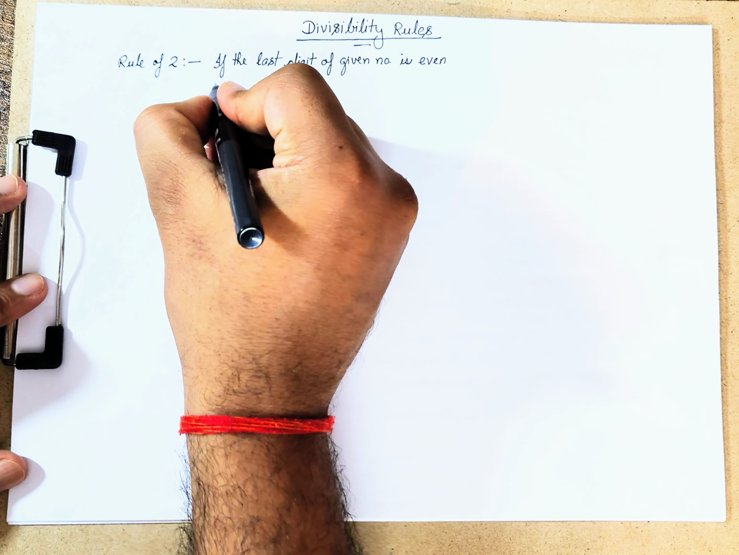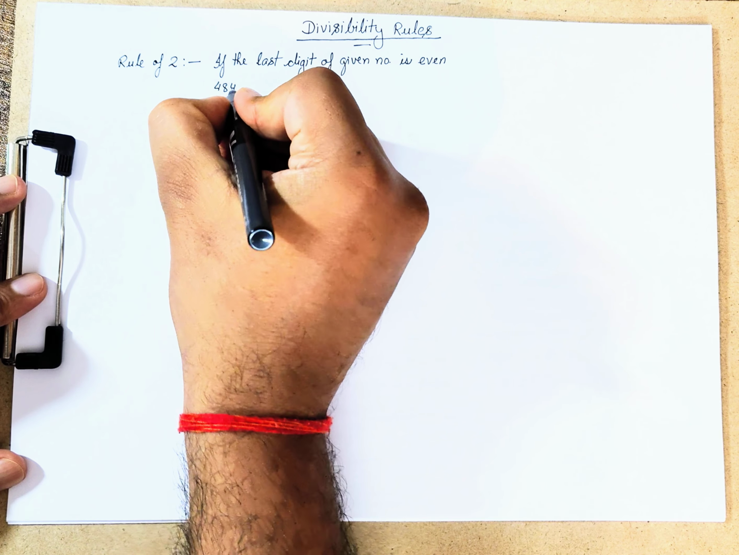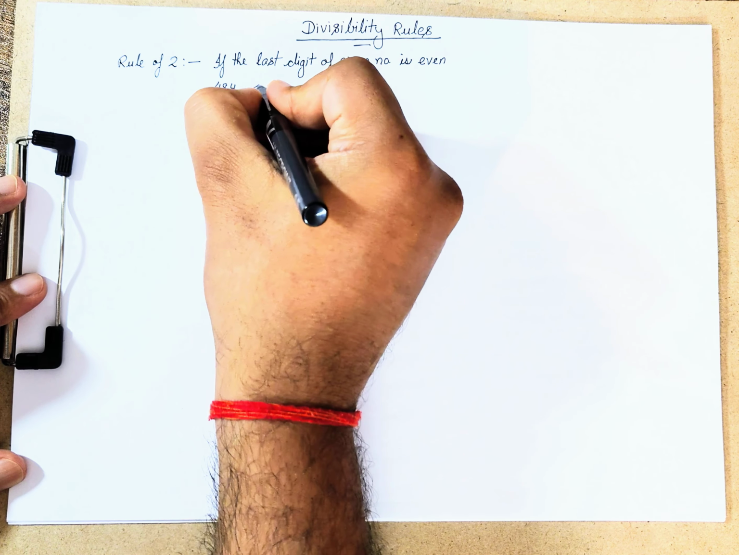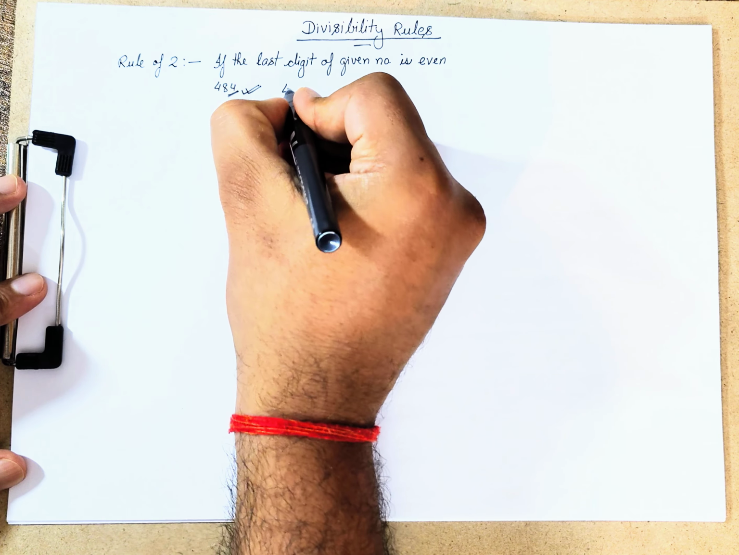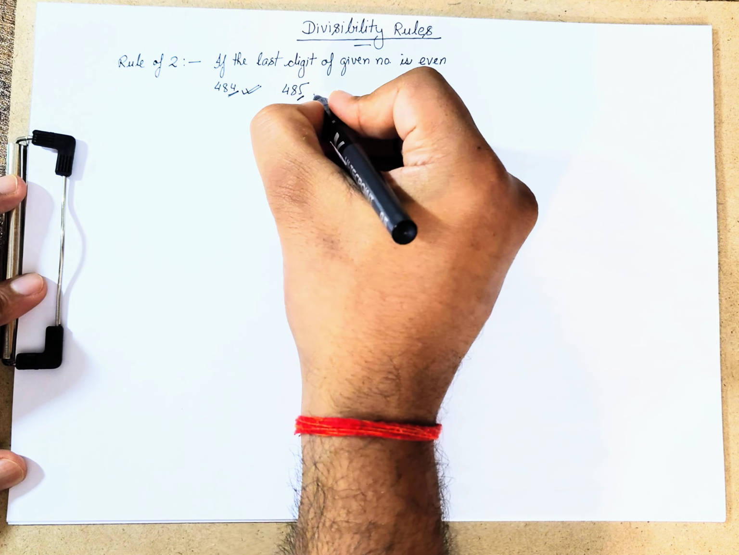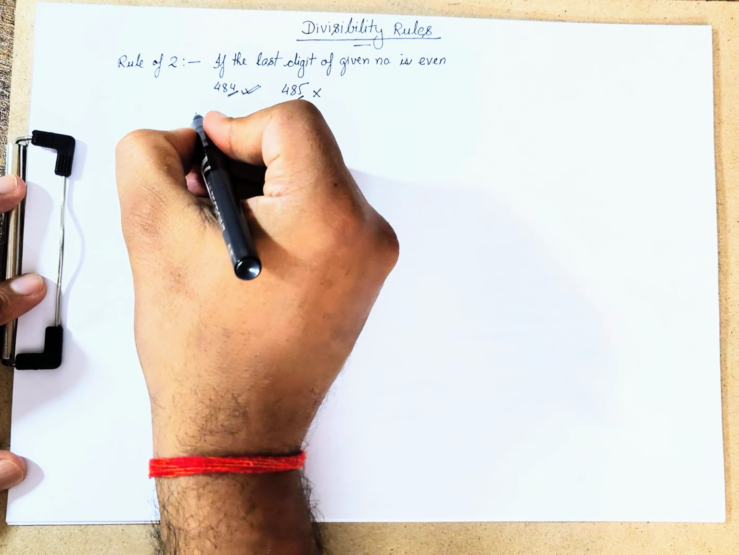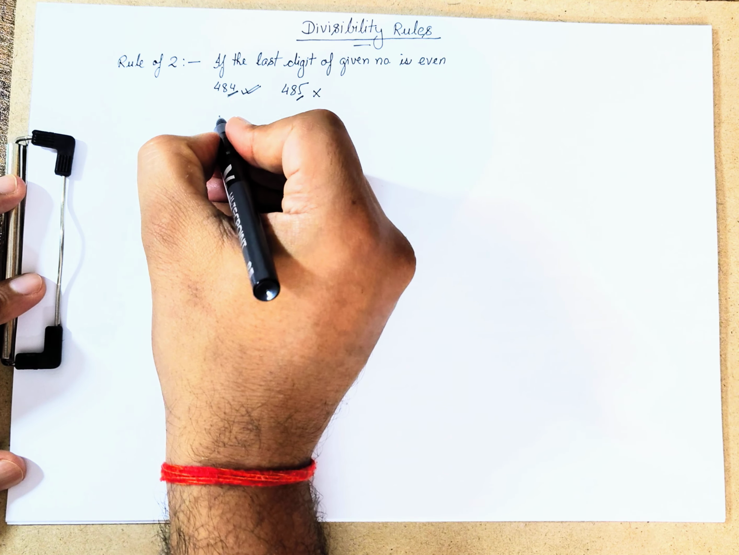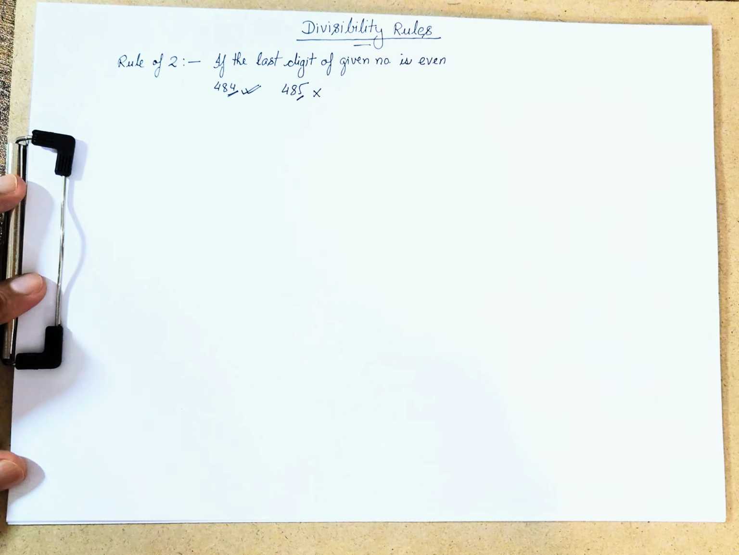Let's take some examples. 484, the last digit is even, hence it is divisible by 2. 485, the last digit is odd, hence it is not divisible by 2. Now what will be the remainder of 485?